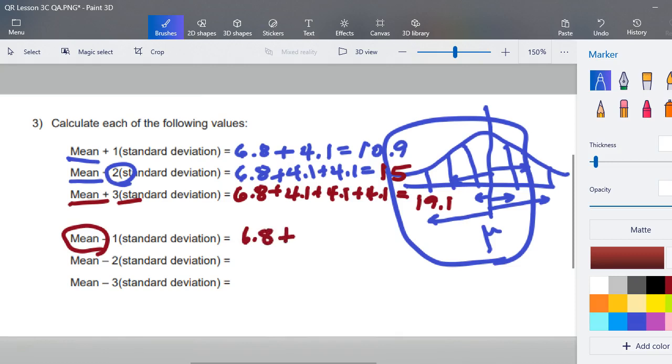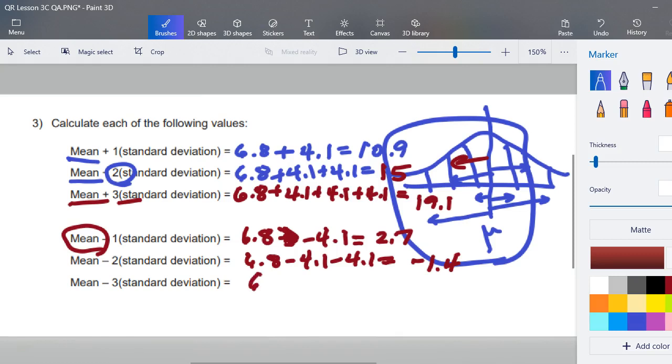Let's start back at the mean of 6.8, except now we're not going to add in deviations. We're going to go the other way and start subtracting them. Jotting down or calculating the mean minus 1 deviation, I'm getting 2 and 7 tenths. Remember, we're going the other direction, so let's take off a standard deviation, take off another standard deviation, and we're at negative 1 and 4 tenths.